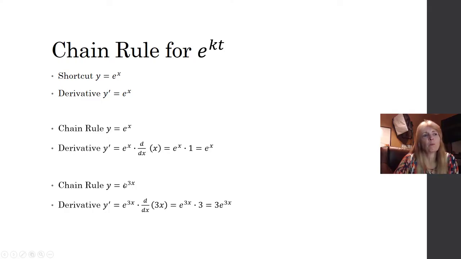But what if this was more than 3x? What if it was x squared? Then you would actually have e to the x squared times 2x, because you're going to take the derivative of x squared. The derivative of e to the anything is e to the anything times the derivative of the anything.